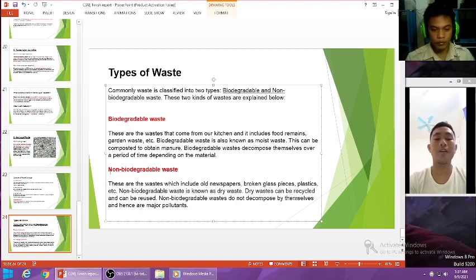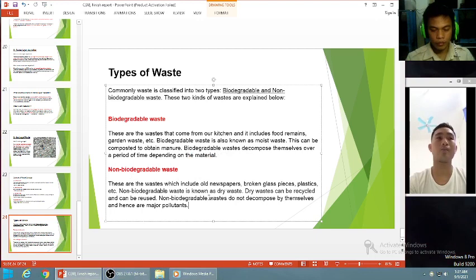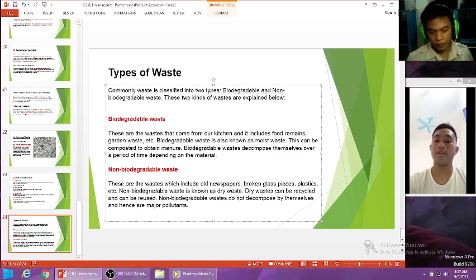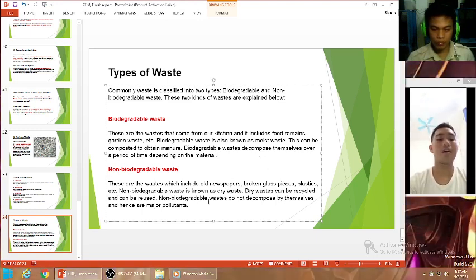Non-biodegradable waste includes old newspapers, broken glass pieces, plastics, and etc. Non-biodegradable waste is known as dry waste. Dry waste can be recycled and reused. Non-biodegradable waste does not decompose by itself and hence is a major pollutant.